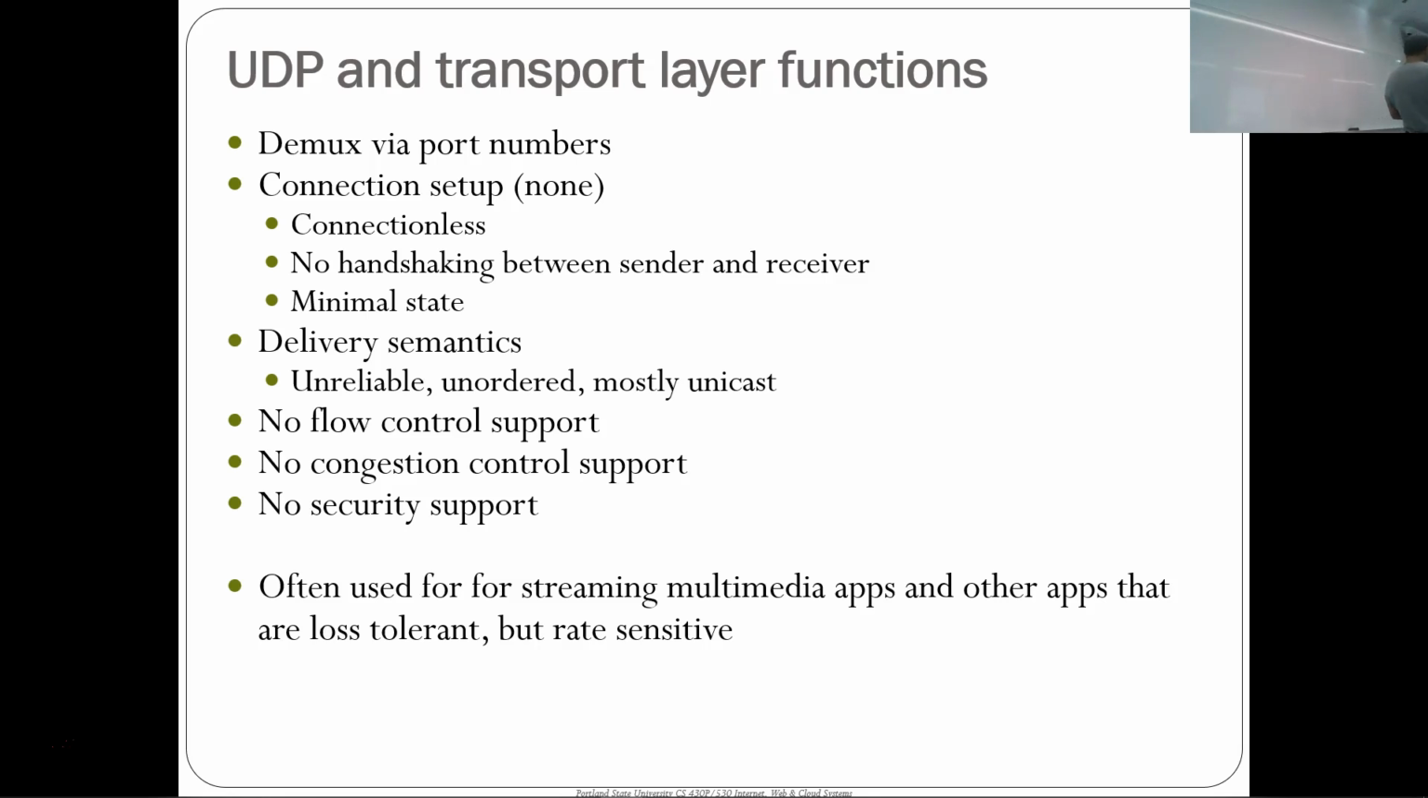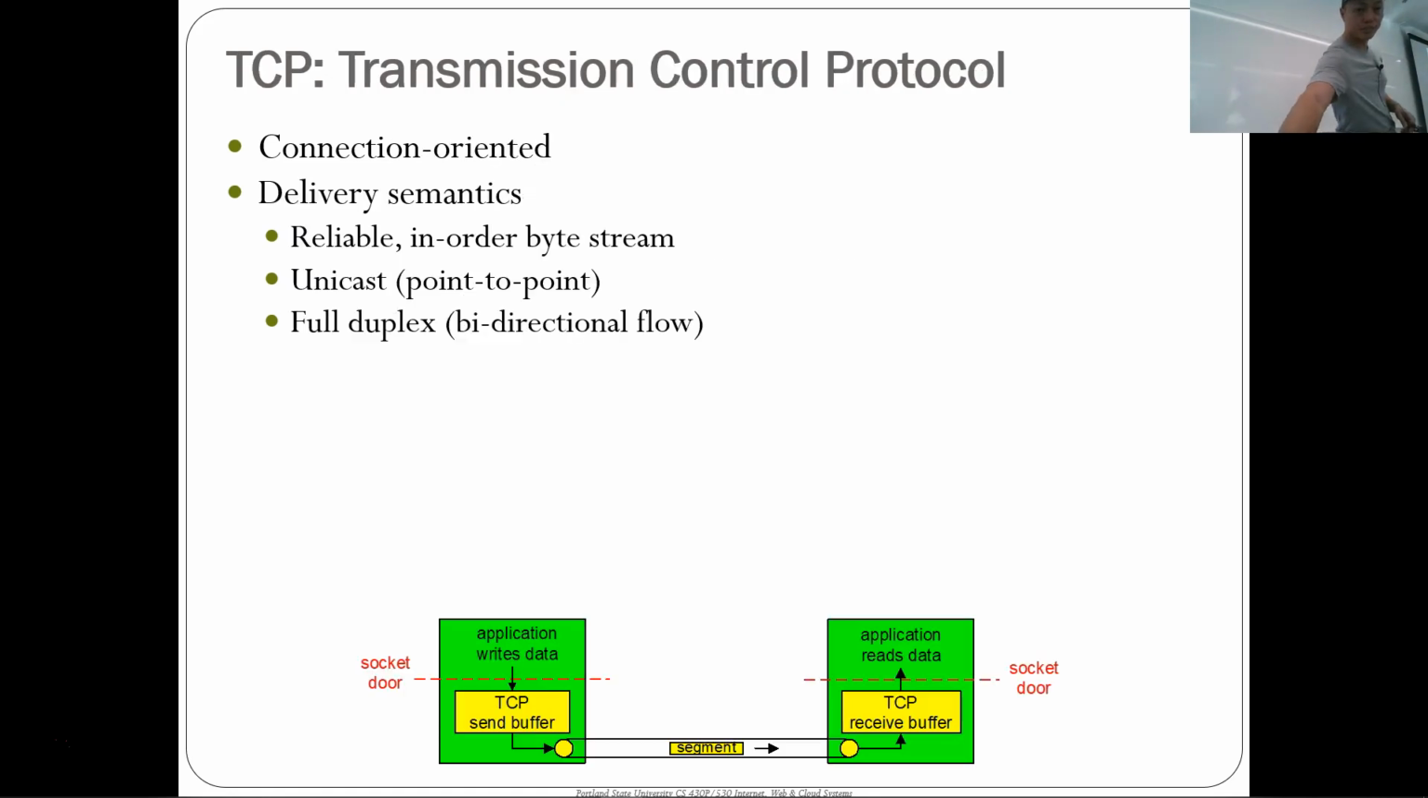There's no flow control support. There's no congestion control support. You can completely flood as many packets as you want with UDP to launch a denial of service attack, for example. You can send as many packets as you like. There's also no security. This is often used for applications that need a particular bit rate. So if you don't want to deal with a congestion control protocol, if you need 1 megabit per second, you can use UDP and then you can send at 1 megabit per second, is the idea.